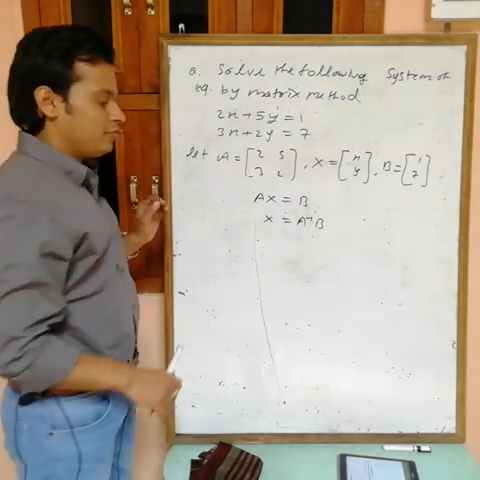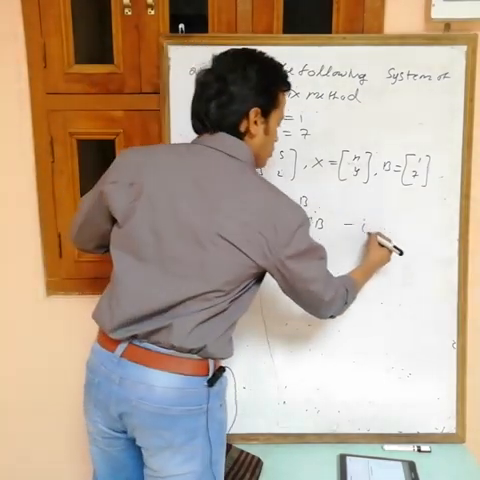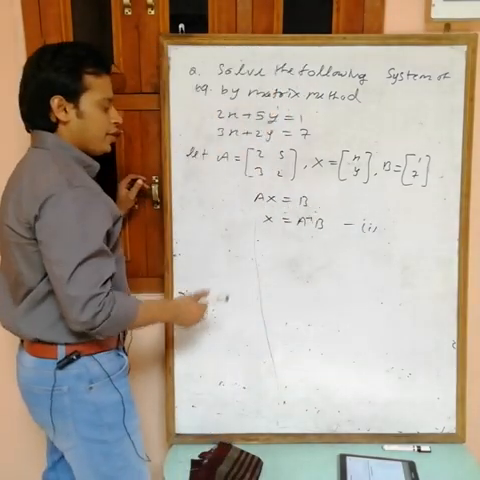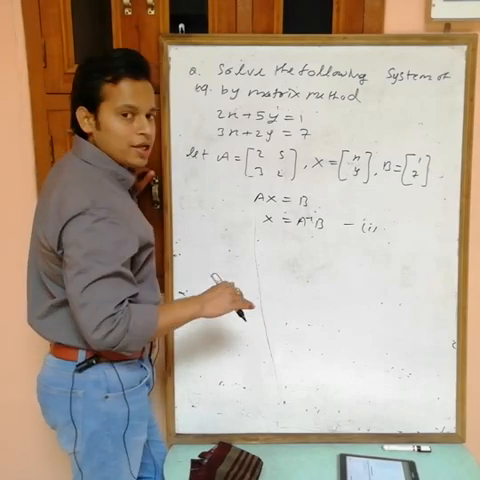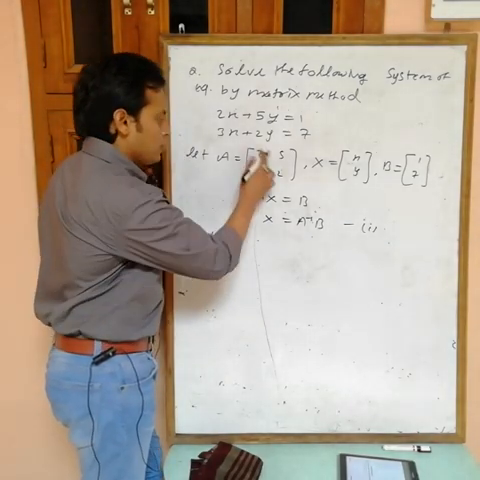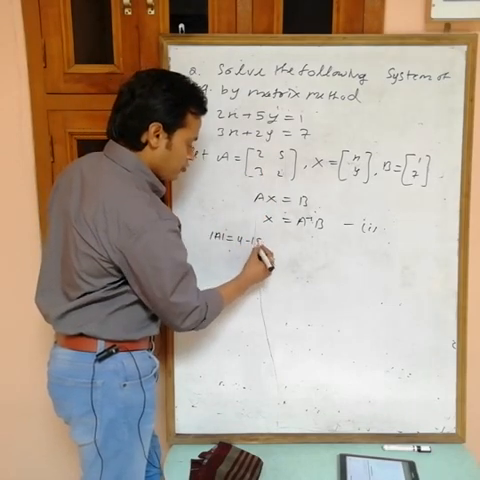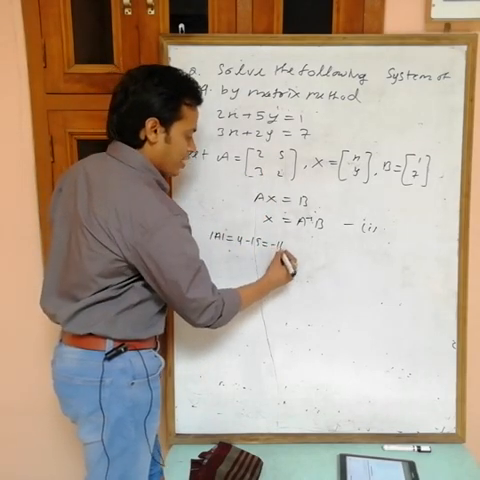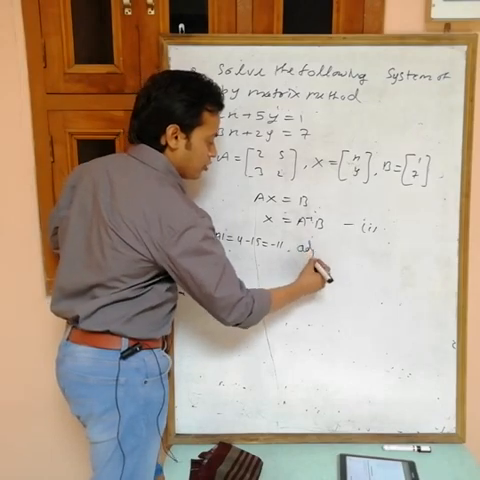Now what do we want? We want A inverse and B. So, equation number 1, find A inverse. How to get A inverse? Adjoint of A by determinant of A. So first the determinant of A is 4 minus 15. What are we getting? Minus 11.